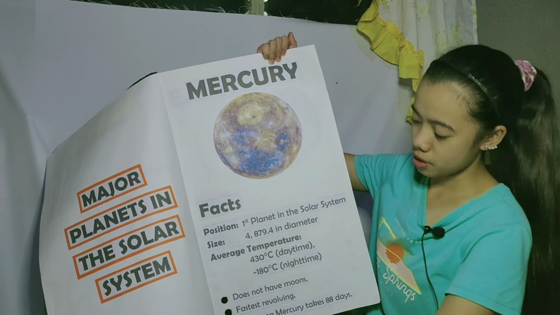After Mercury, of course, we could see Venus, the hottest planet in the solar system.